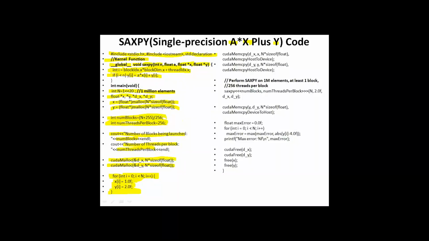After this, we have to transfer this x and y to the device. That we are doing through these two statements: cudaMemcpy. Here the source is x, transferred to d_x, then how many number of bytes, and the direction is copy from host to device. Similarly, we are copying from y to d_y, right?